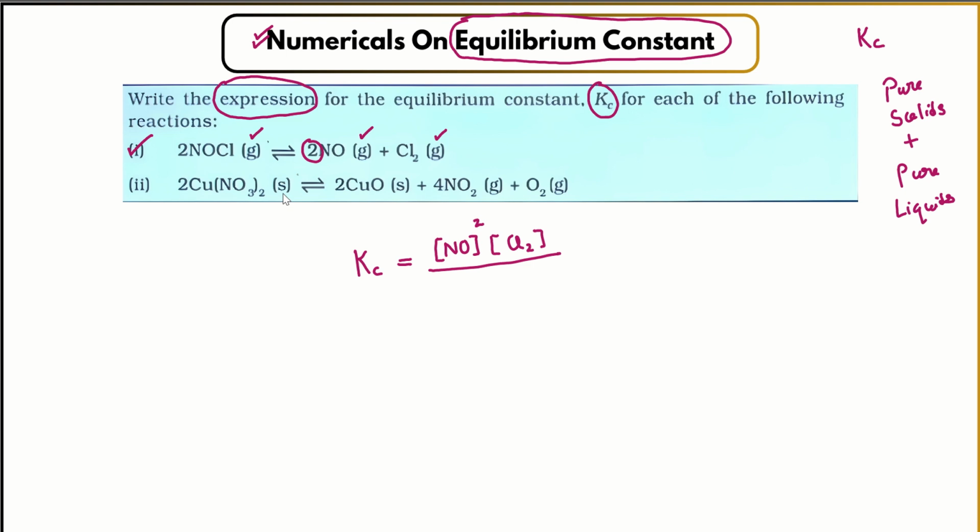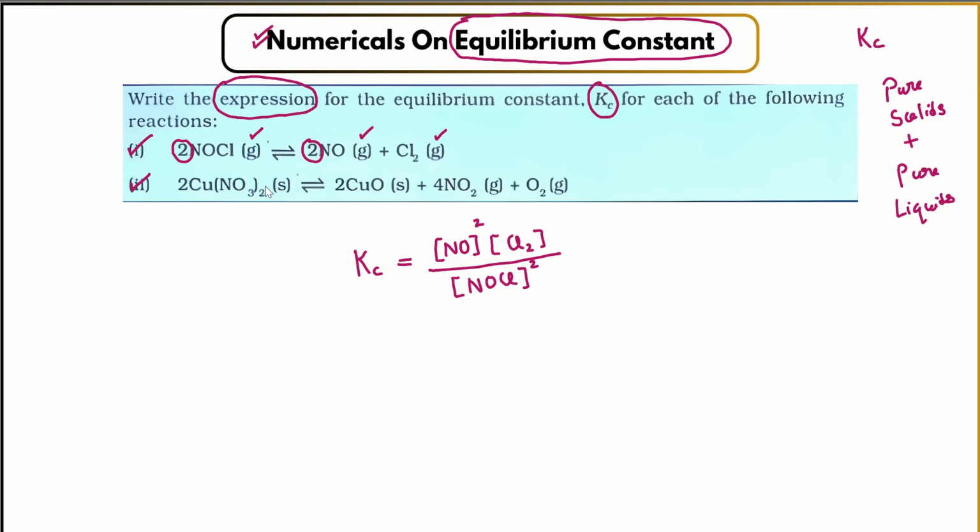Then in the denominator part, we have to take the LHS side, which is the reactant side. Since this is a gas, we will take this into consideration. We will simply write [NOCl], raised to the power 2, which is our stoichiometric coefficient, or we can consider it as moles according to the molarity concept. So this is the perfect expression that you have to write for this first reaction.